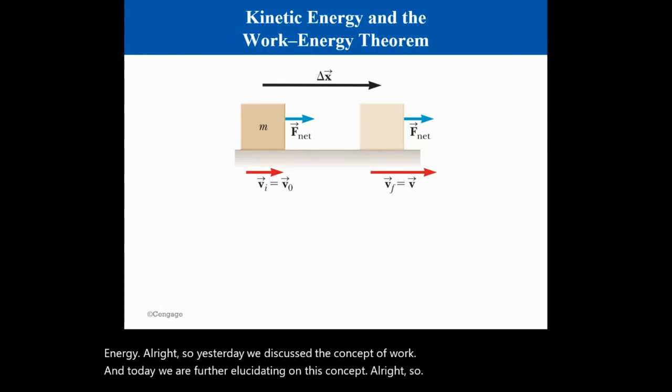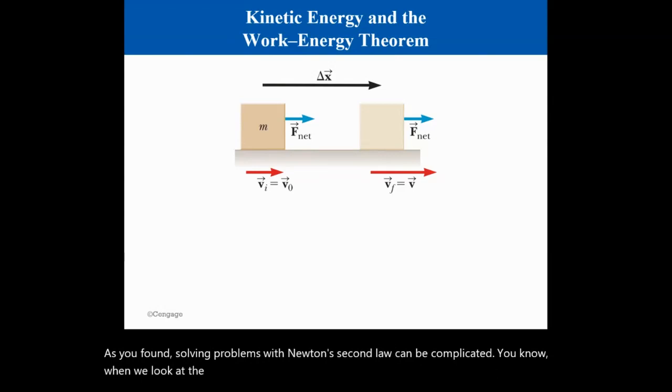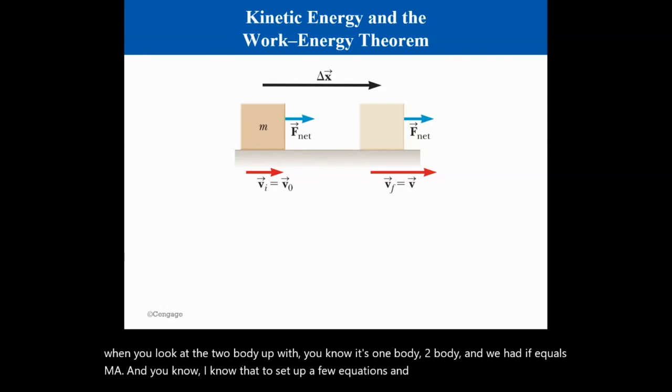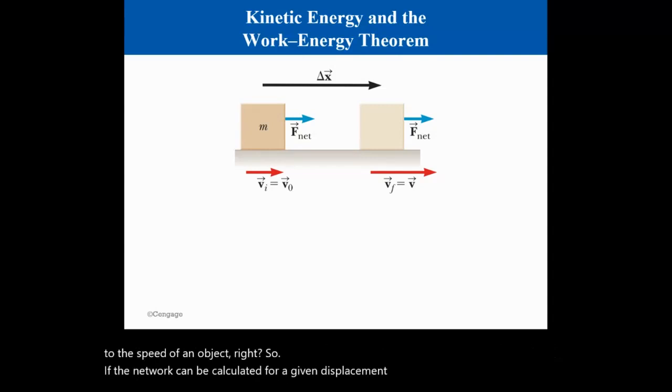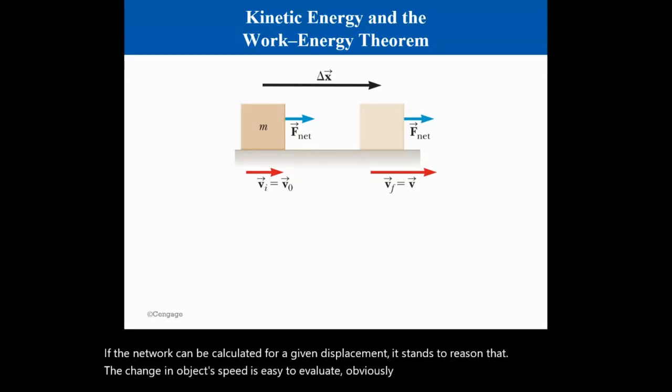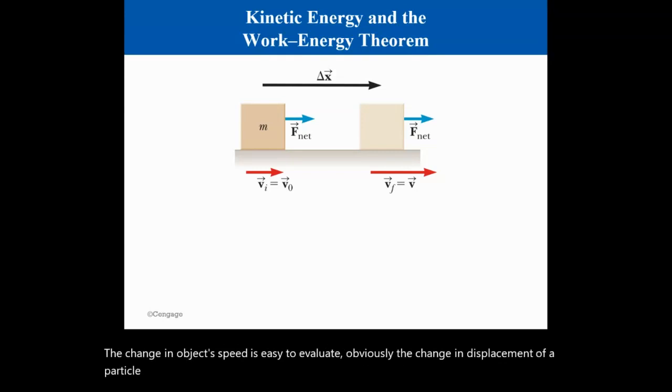So, as you found, solving problems with Newton's second law can be complicated. When we look at the one body, the two body, and we had F equals ma, you have to set up a few equations, and it takes a bit of work typically to solve these problems. However, there is an alternative approach and it's related to the speed of an object, right? So if the net work can be calculated for a given displacement, it stands to reason that the change in object speed is easy to evaluate. Obviously, there's a change in displacement over a particular time, therefore speed will come out.